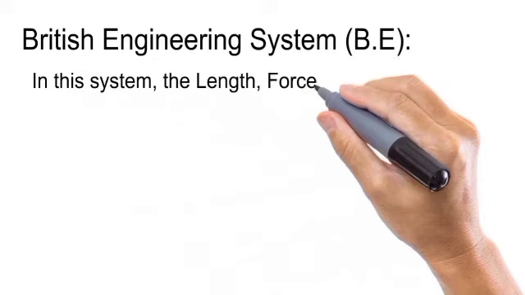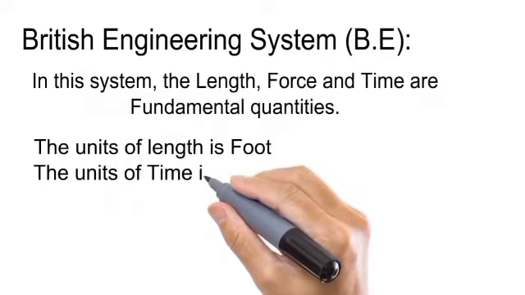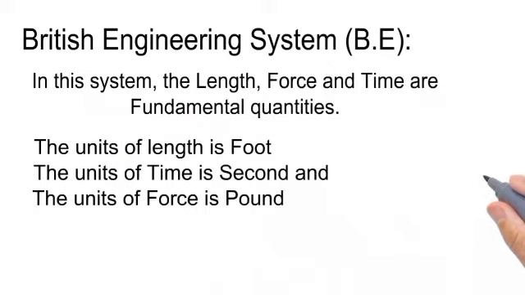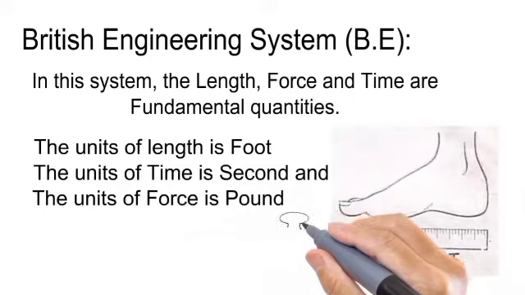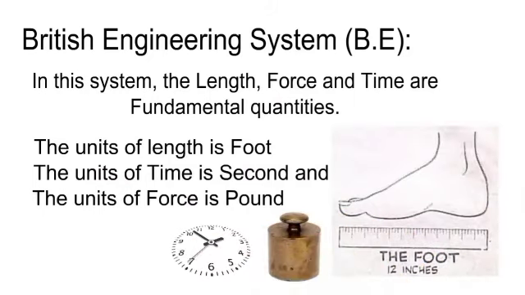British Engineering System. In this system, the length, force and time are fundamental quantities. The unit of length is foot, the unit of time is second, and the unit of force is pound.